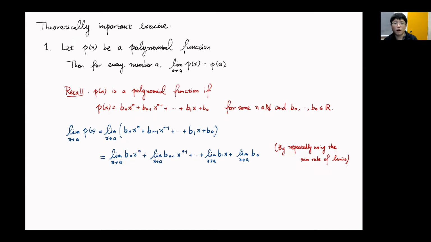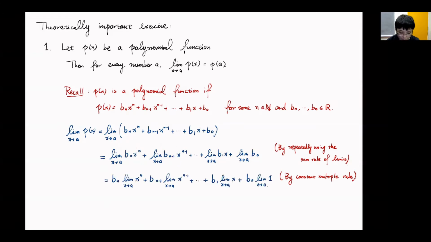Okay, then for the next step, I will use the constant multiple rule to kick out these coefficients b sub n minus 1, all the way up to b n and b 0. That way I obtain b sub n times the limit of x to the n plus b sub n minus 1 times the limit of x to the n minus 1 plus all the way down to b sub 1 times the limit of x, and finally plus b sub 0. What remains is the limit of 1.